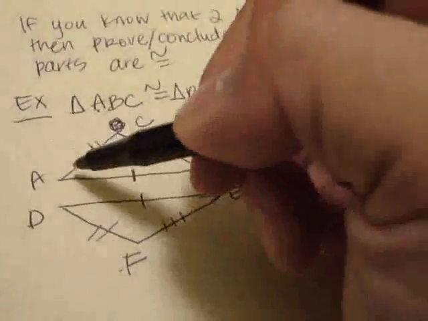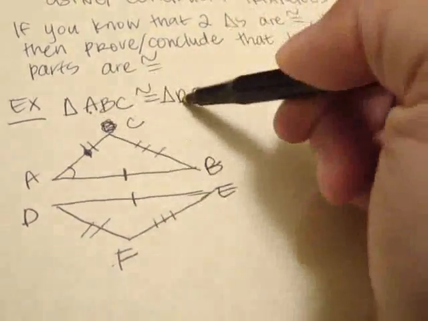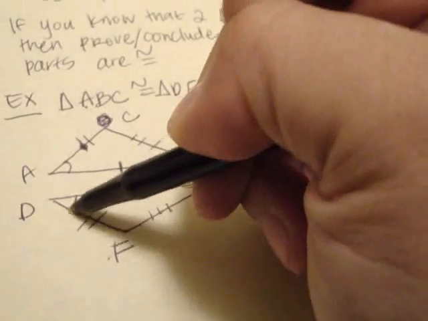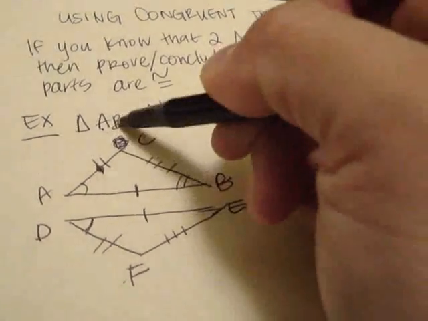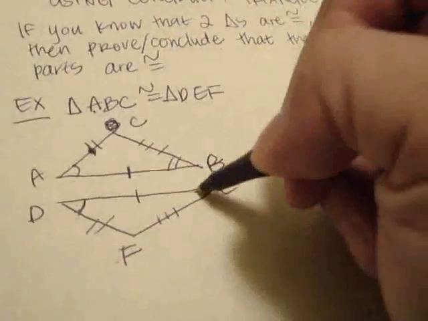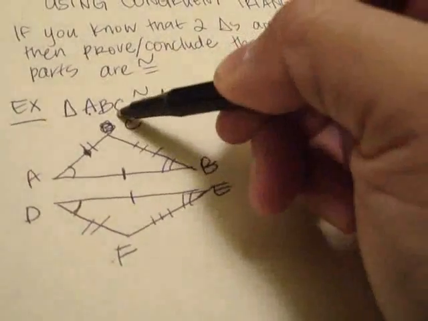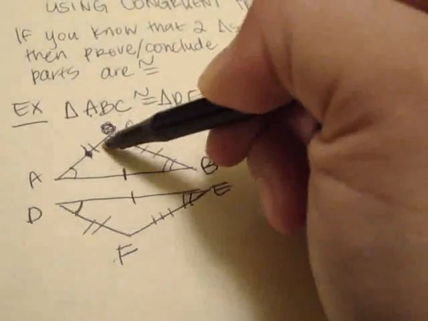And then we can also conclude that angle A, which matches up with angle D, is congruent to angle D. Angle B is then congruent with angle E. And angle C is then congruent with angle F.